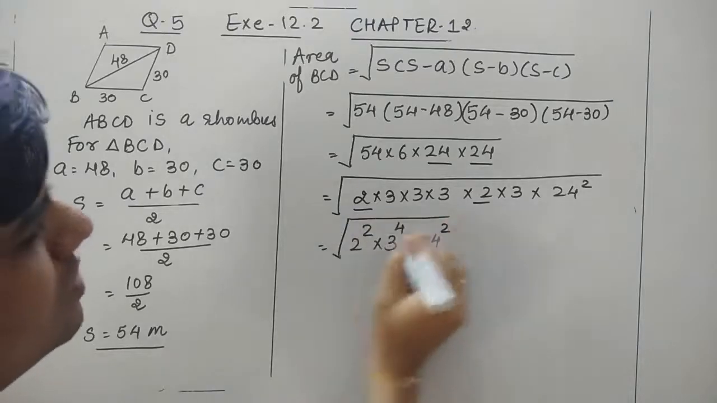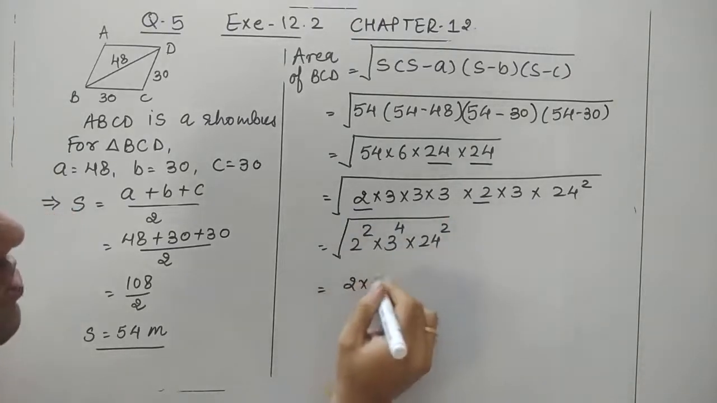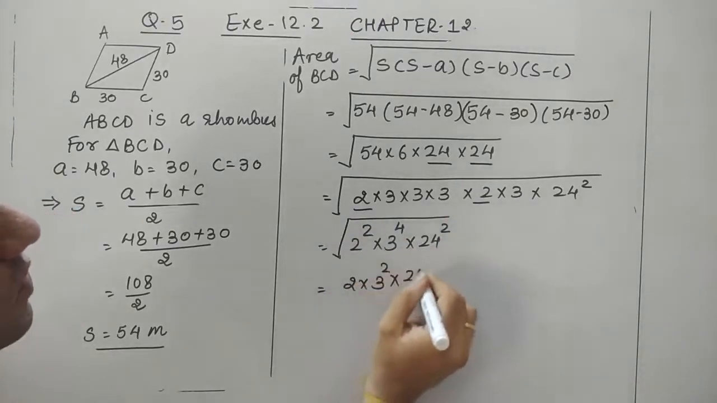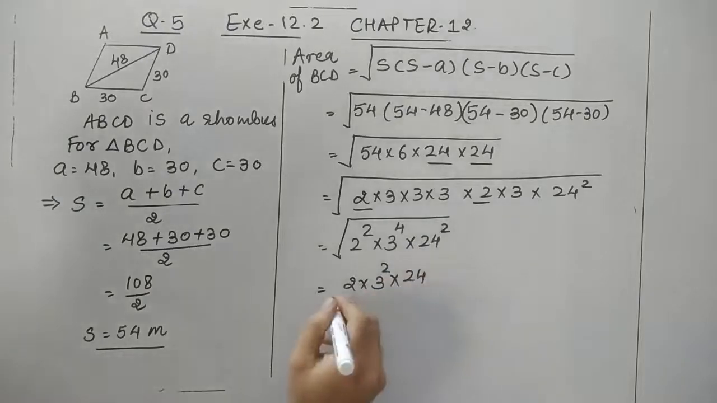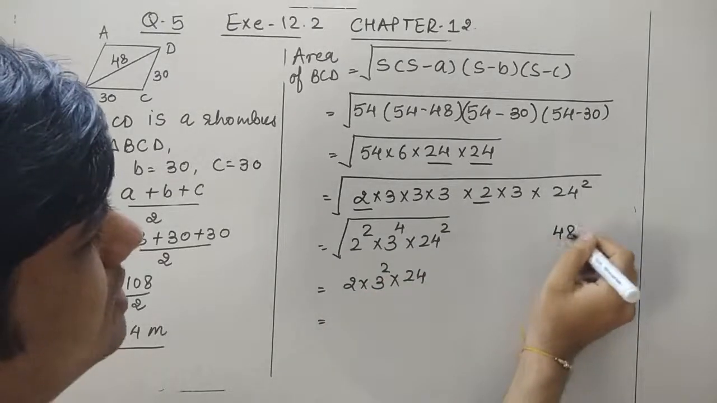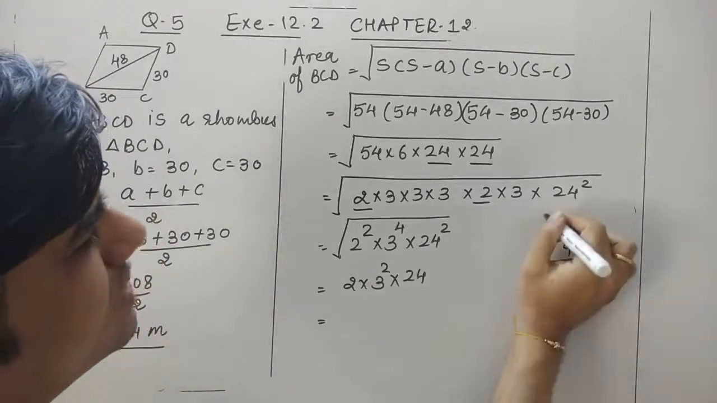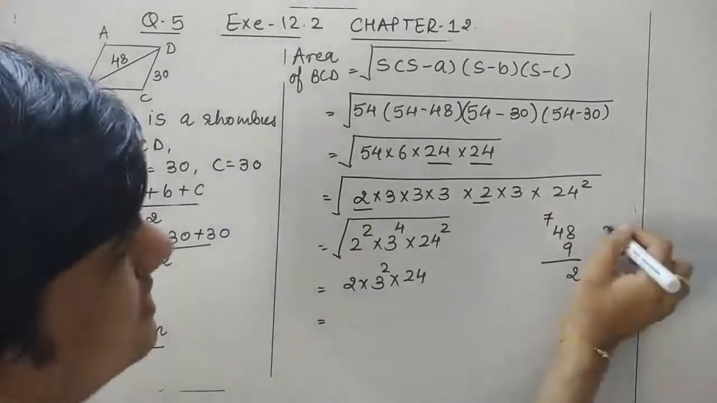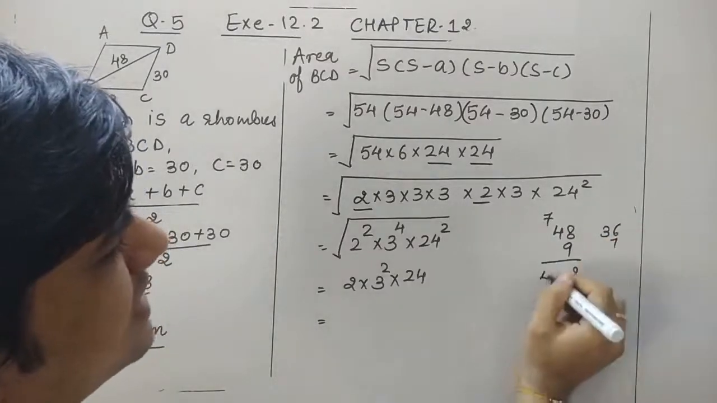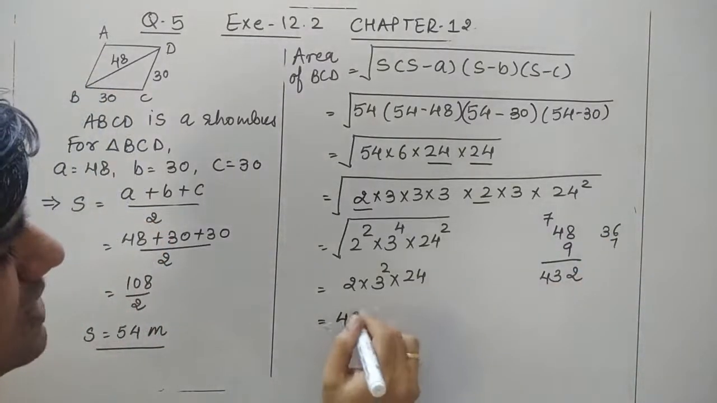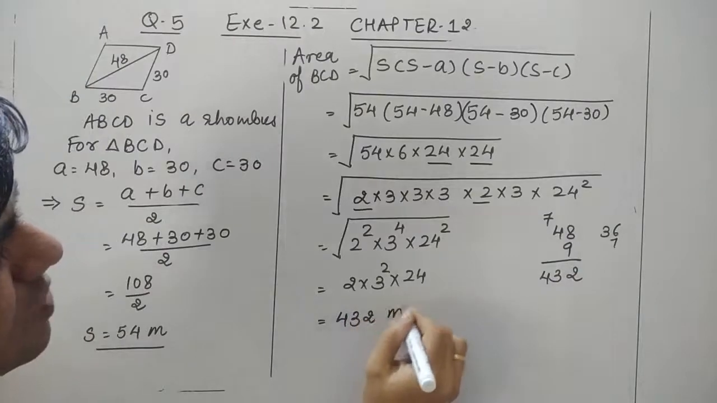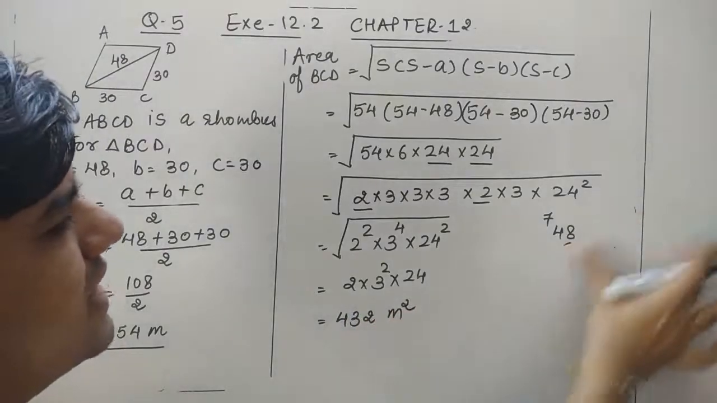Now we'll do the square root. All the numbers are in pairs, so we get 2, 3 squared and 24. So it is 48, 24 twos are 48, into 9. 9 eights are 72, carry 7. 9 fours are 36, 36 plus 7 is 43. So 432 meters squared is the area of that triangle.